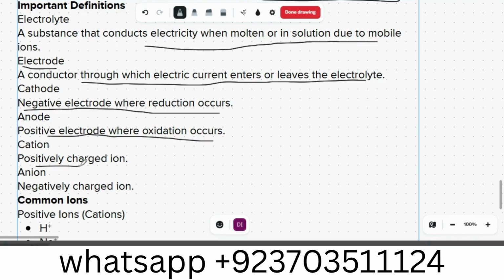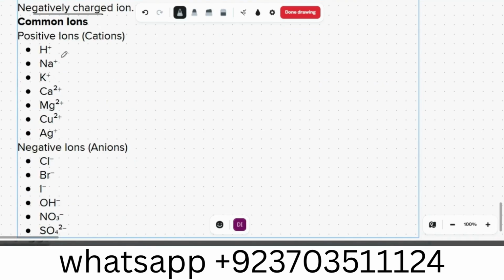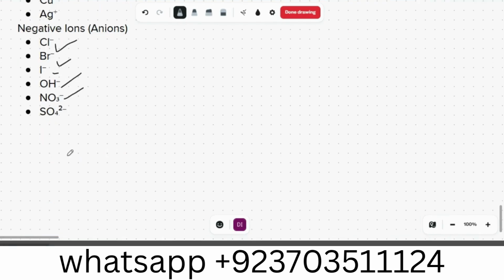Cation is a positive charged ion, anion is a negative charged ion. Examples of positive ions, called cations: Na+, K+, Ca2+, anything that has a positive charge. Negative ions, for example, chloride, bromide, iodide, hydroxide, NO3-, sulfate. That's all for today's lecture.